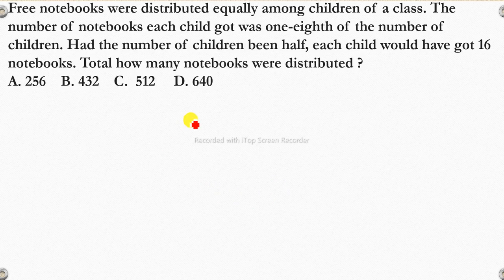Let us move to the next question. Three notebooks were distributed equally among children of a class. The number of notebooks each child got was 1/8 of the number of children. Had the number of children been half, each child would have got 60 notebooks. In total, how many notebooks were distributed?